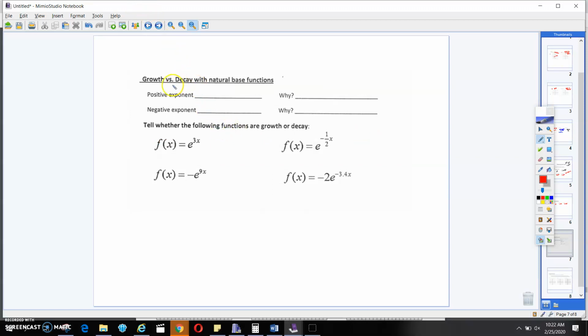Alright, so for growth and decay on this one, a positive exponent is going to be growth. A negative exponent is going to be decay. Okay, and the reason why is because if you have a positive exponent, that's going to constantly increase. So we're going to increase a bunch. So that's going to be growth. Okay? Negative exponent means that we're going to decrease. We're going to get smaller.